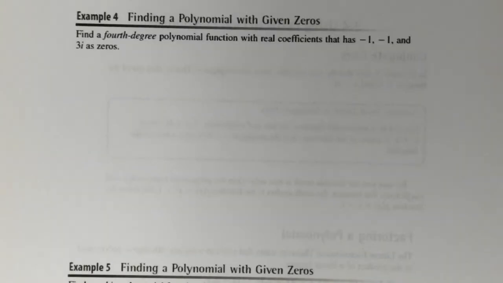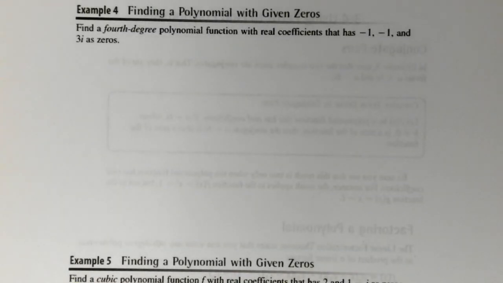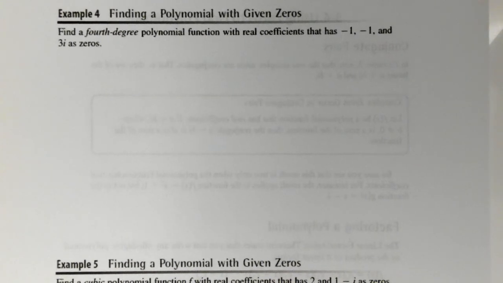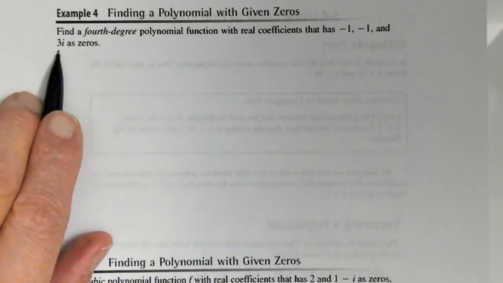All right, so what kind of problems are we looking at? So here's the first example we want to look at. It says find a fourth degree polynomial function with real coefficients that has -1, -1, and 3i as zeros. So -1 has a multiplicity of 2, and then you have 3i.